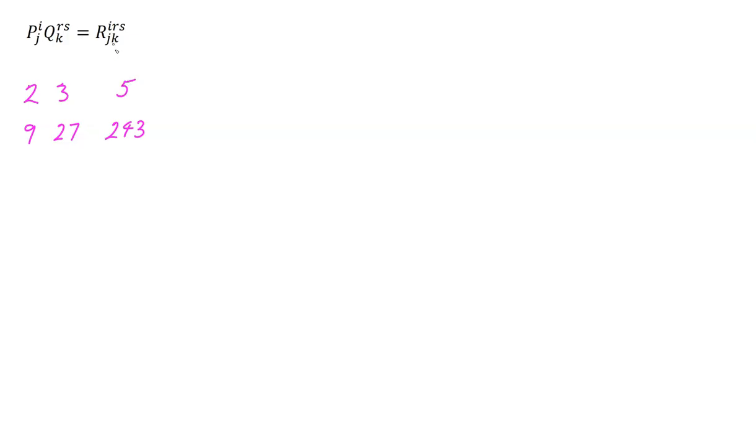Notice that the number of indexes here is equal to the sum of the indexes on this side. In other words, the upper indexes here match the upper indexes there. Likewise, the lower indexes match here. Well, we call this kind of operation an outer product, or a tensor product.